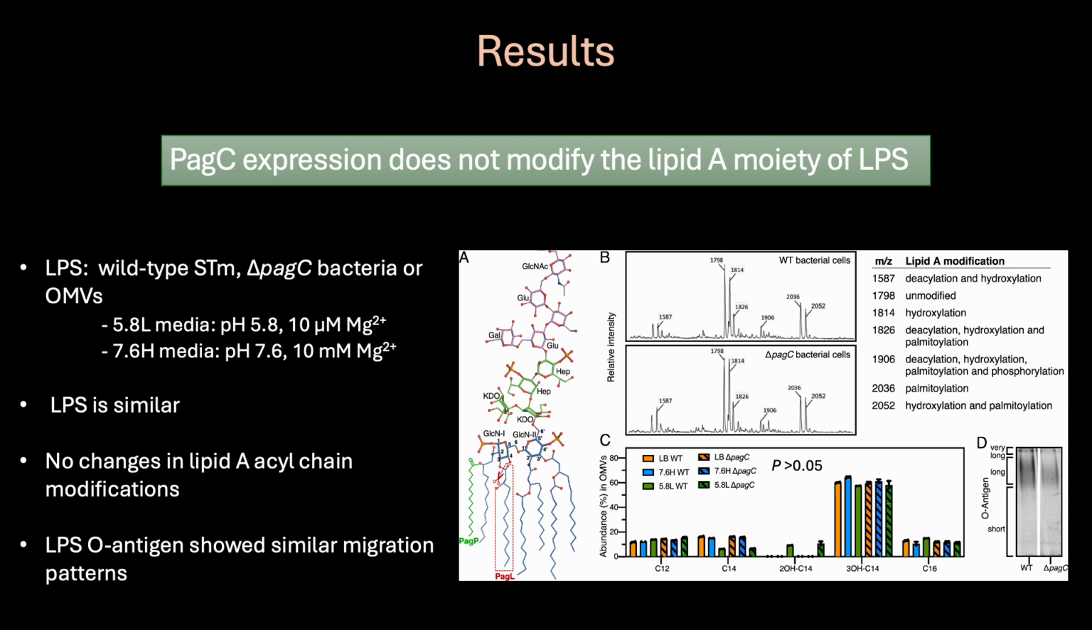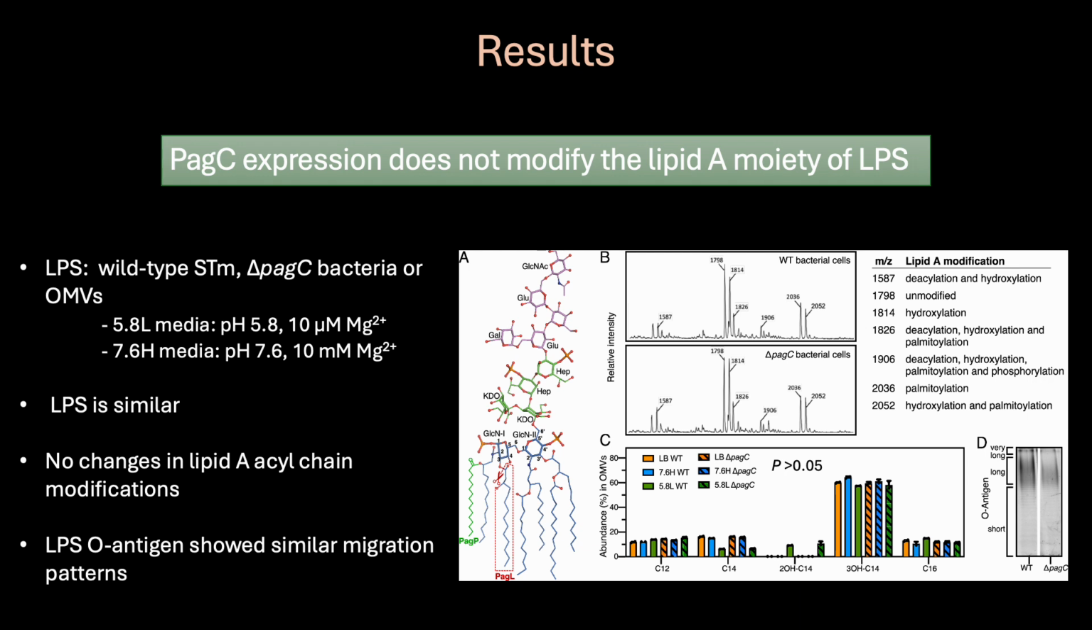Figure C is showing the gas chromatography of LPS from, again, wild type versus mutant STM at different pH, so at 7.6 and 7.8. LB stands for lysogeny broth. On the x-axis are the different acyl moieties, which are crucial for understanding lipid A modifications, and on the y-axis is abundance and percentage of OMVs produced.